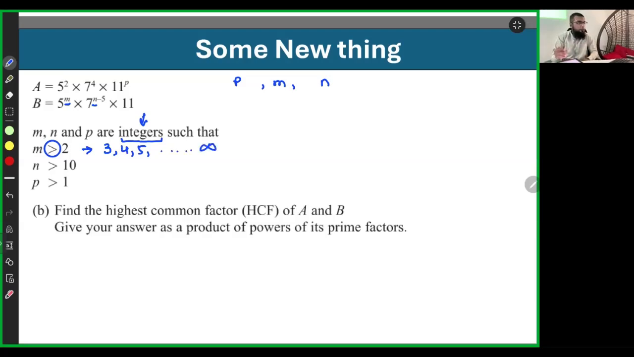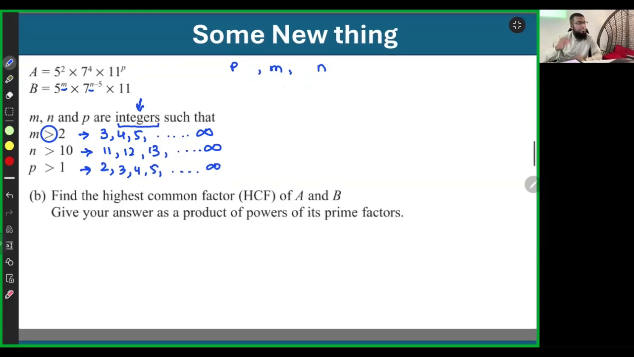And it can go till infinity. Got it? N greater than 10, we can take the value of n as 11, 12, 13, and so on till infinity. P greater than 1, we cannot take 1 because there is no equals to sign. So we need to take greater than 1, that is 2, 3, 4, 5, and so on, till infinity. Now, he said that you need to find the highest common factor of A and B. Give your answer as a product of powers of its prime factors. I think the question and statements are clear.